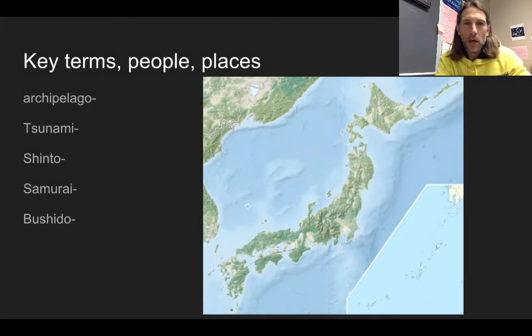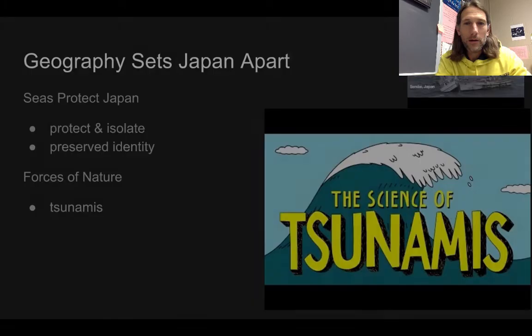So if we look at key terms, people and places: archipelago, an island chain, a group of islands. There are many throughout the world. Japan happens to be one. Tsunami is a tidal wave caused by an earthquake, so it's different than normal tidal waves. It's a wave created by underground forces. Shinto is a religion. Samurai and Bushido we'll talk about later.